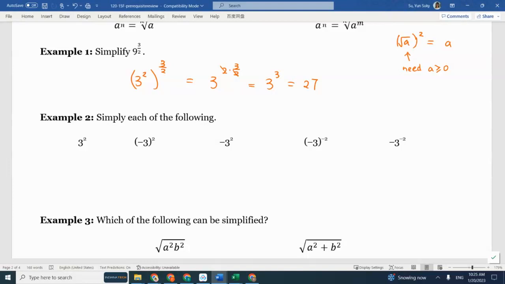It's too big. Okay, example 2. Simplify each of the following. 3 squared is 9. With parentheses, negative 3 squared is still 9. How about this one, with no parentheses? Negative 9. Exactly. The negative stays out here. Do you see the difference between this one and this one?